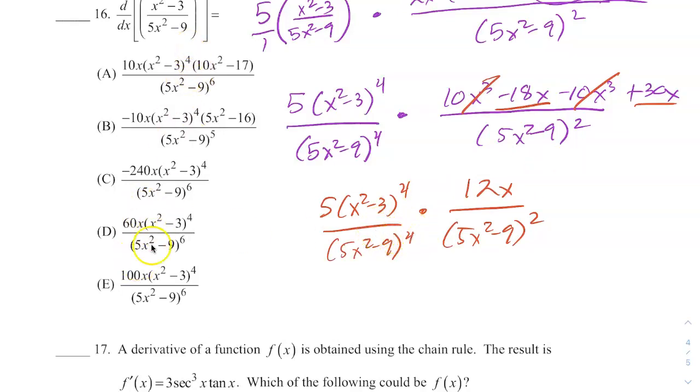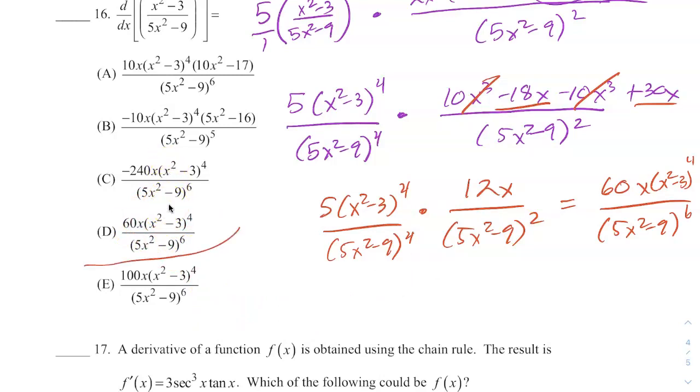Now it doesn't match right away, so I probably simplify a little bit more. I can multiply the 12x and the 5 to get 60x, times x squared minus 3 to the 4th. And then the bottom I can combine these, so they're both the same, so you just add the powers. 5x squared minus 9 to the 6th. And does that match anywhere? Right here. D. It's the only one that matches, so there we go.